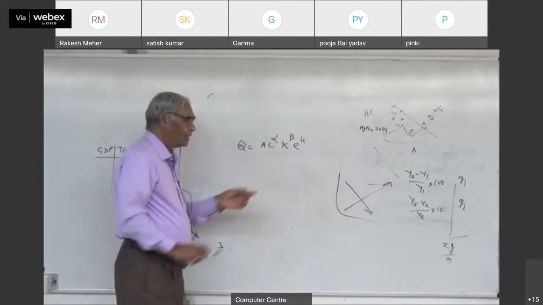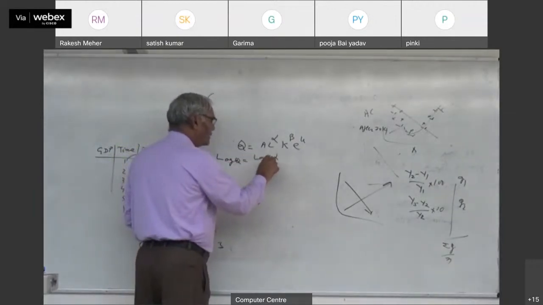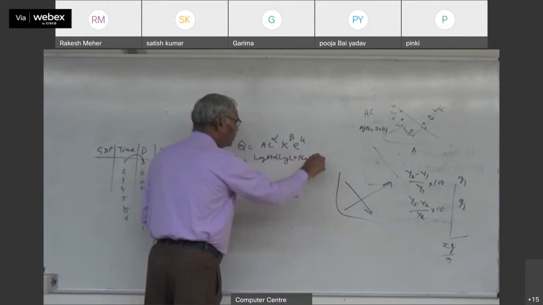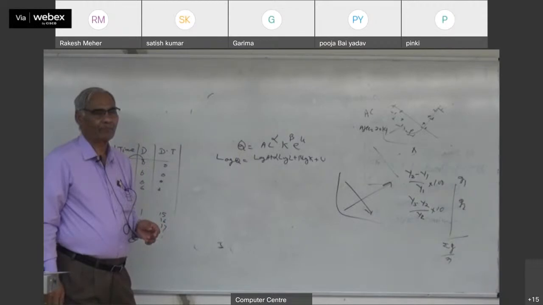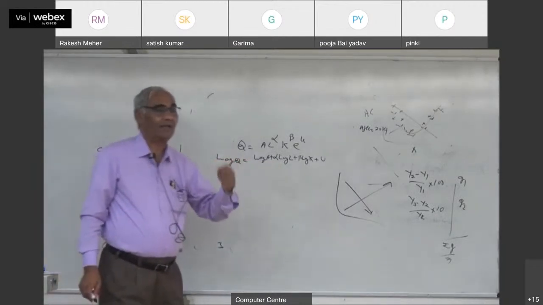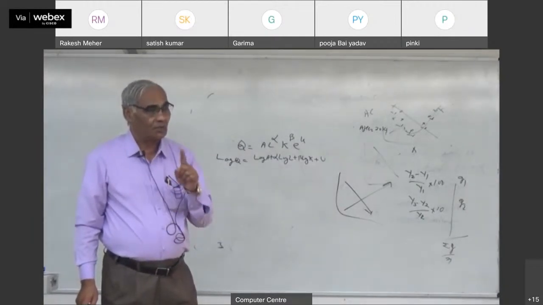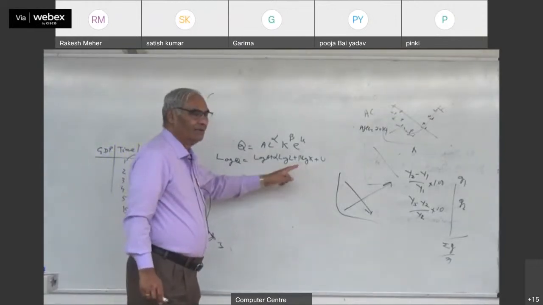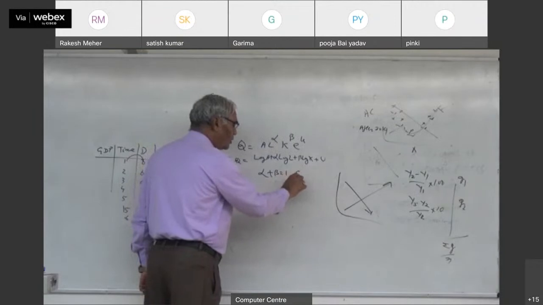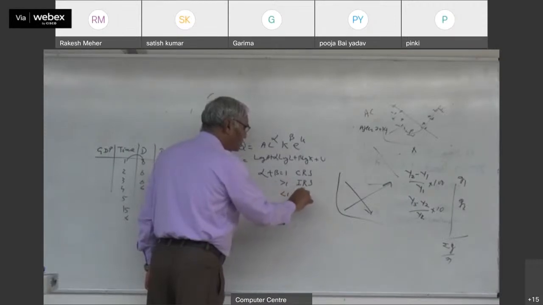And this is non-linear, so you can convert it: log Q is equal to log A plus alpha times log L plus beta times log K plus U. What are alpha and beta? Alpha is the elasticity coefficient of output with respect to labor. Beta is the elasticity coefficient of output with respect to capital. The properties of the Cobb-Douglas production function: alpha plus beta equal to 1 is constant returns to scale, greater than 1 is increasing returns to scale, less than 1 is diminishing returns to scale.